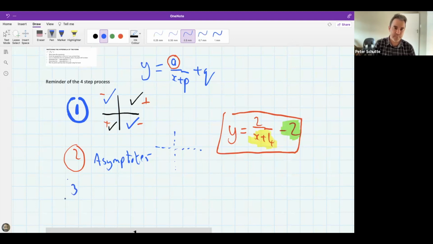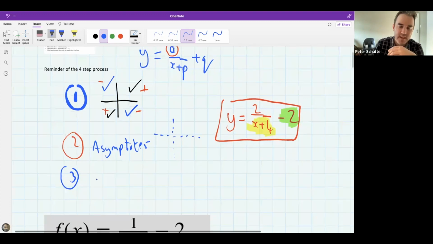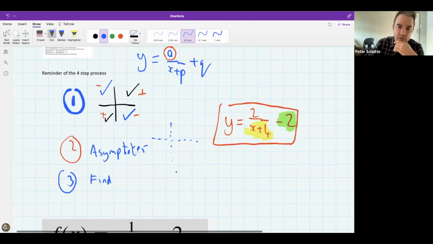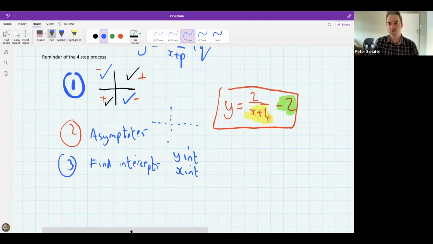Okay, what is step 3? What is step 3 in drawing a hyperbola? Who can remember? Yes, find the intercepts. And the intercepts are the y-intercept and the x-intercept. Now, sometimes there will be no y-intercept or no x-intercept, but it just depends on the particular situation, and you have to work that out as you go. And then the fourth step is to draw the hyperbola. So that's all we need to know.